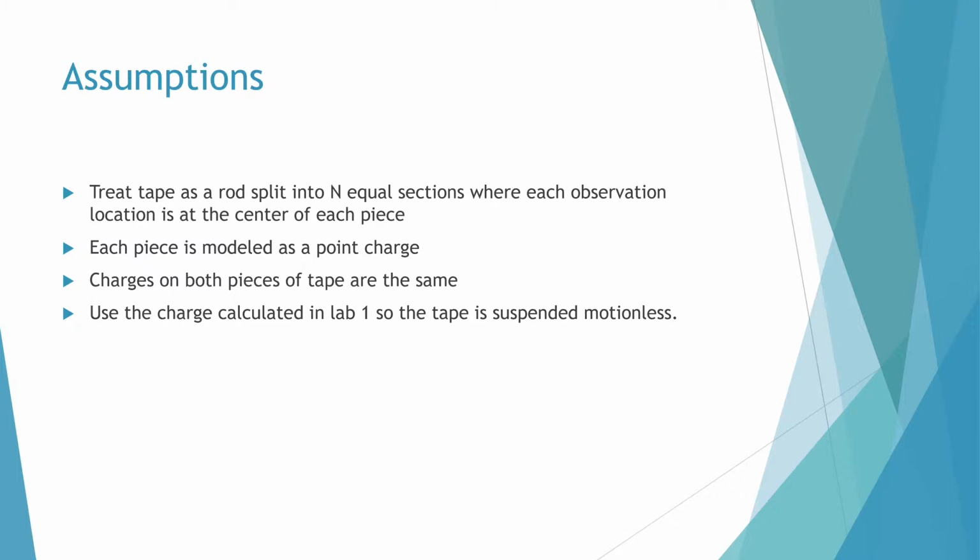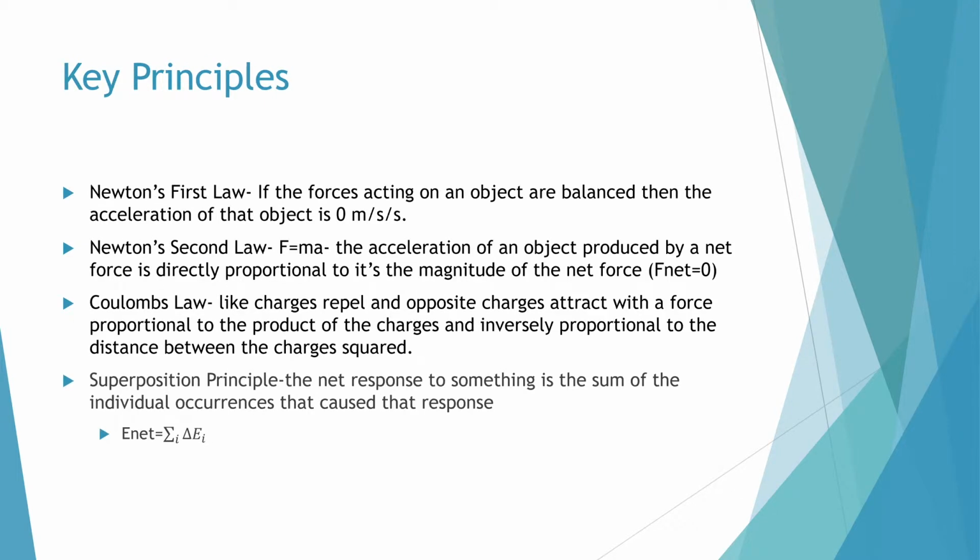So some assumptions that I had were to treat the tape as a rod split into n equal sections where each observation location is at the center of the piece. Each piece is modeled as an individual point charge. The charges on both pieces of tape are the same. That's what I had going into my initial calculations, using the charge calculated in lab 1 so the tape would be suspended motionless.